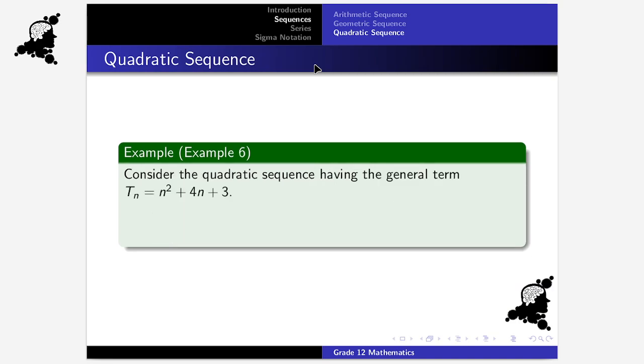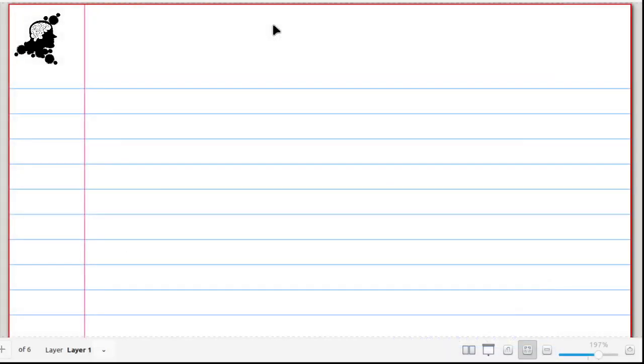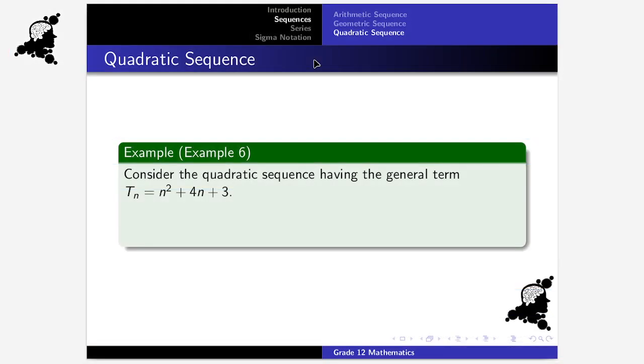Right, now we're given a quadratic sequence that already has a general term. So let me write that down on the writing pad. We are given Tn is equal to n squared plus 4n plus 3. All right, let's go back to the notes.